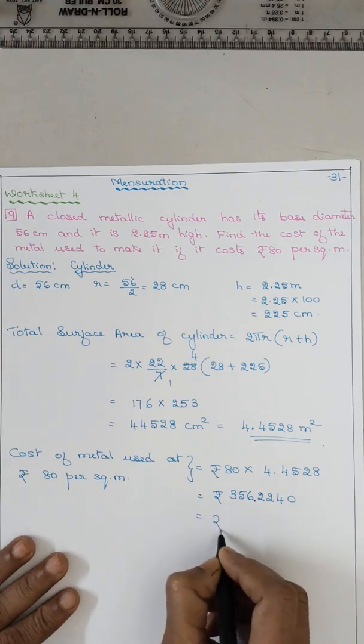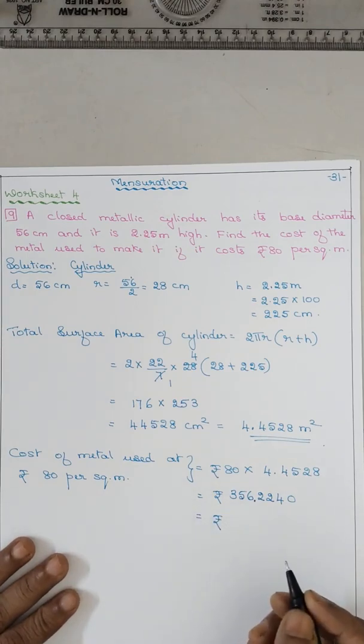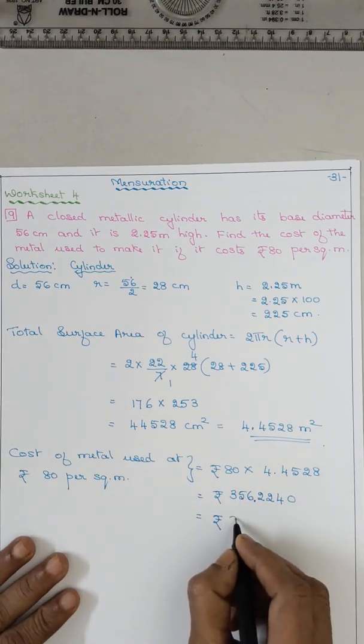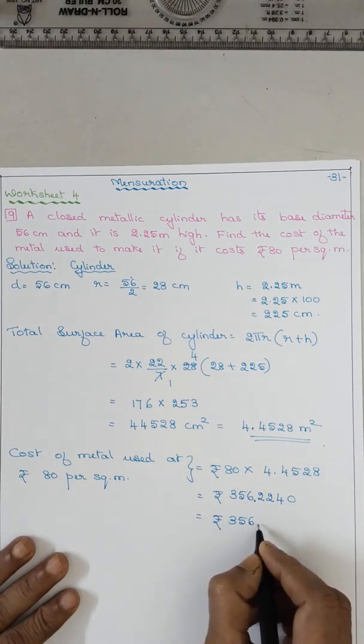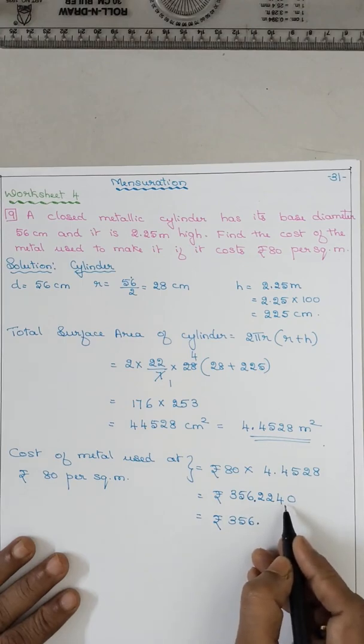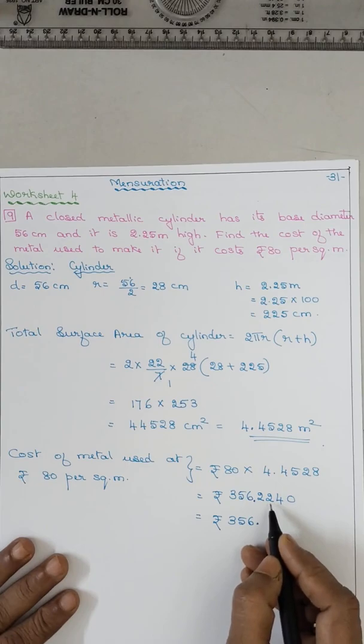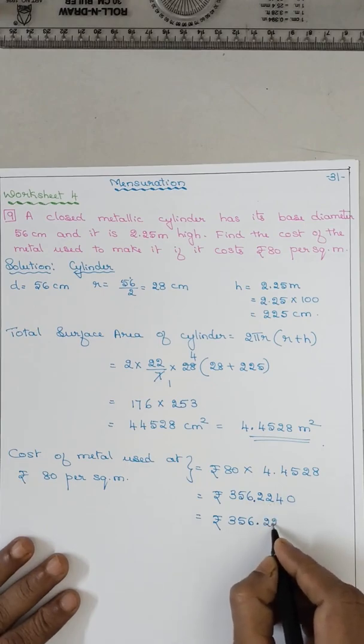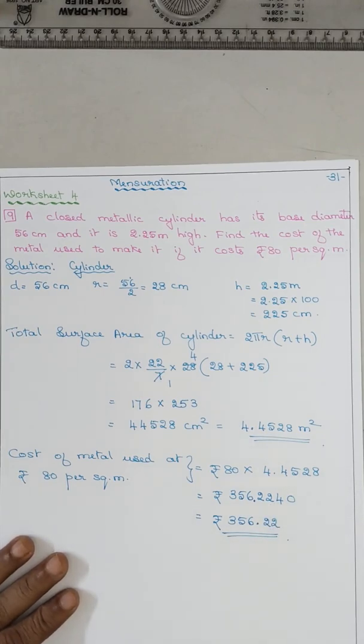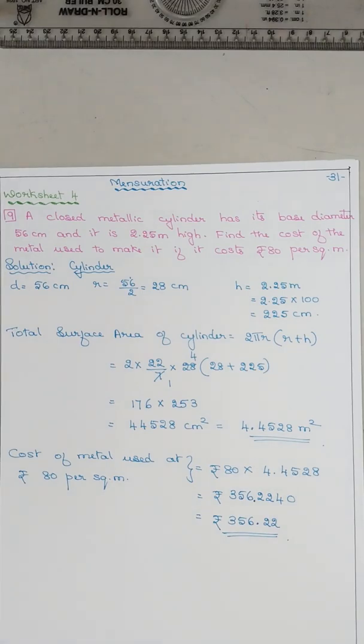Now round off to 2 decimals, isn't it? Rupees, paise, 2 decimals. So it is 356 point. The third decimal, that is 4. It is not more than 5, so this will not increase, so this 22 will remain. Answer is rupees 356.22.